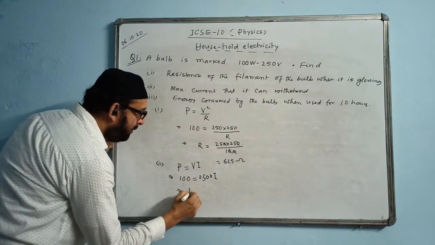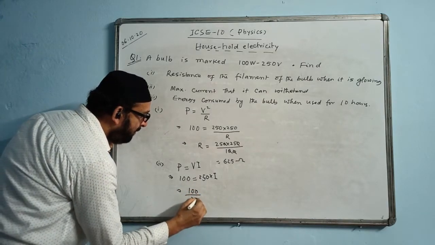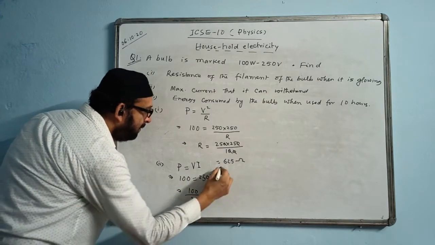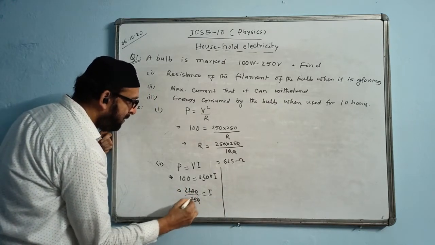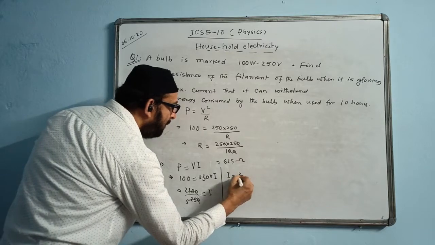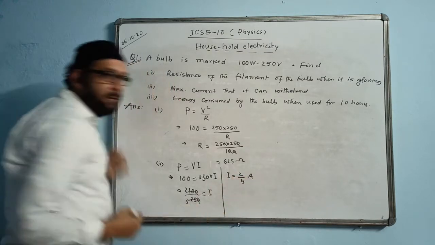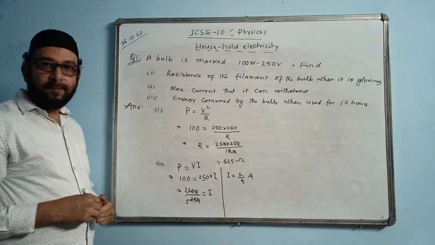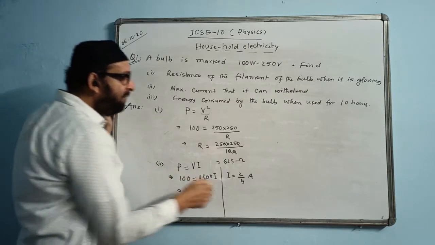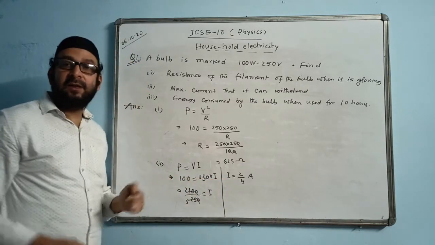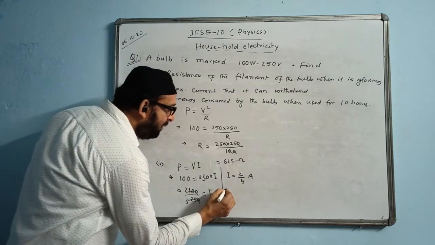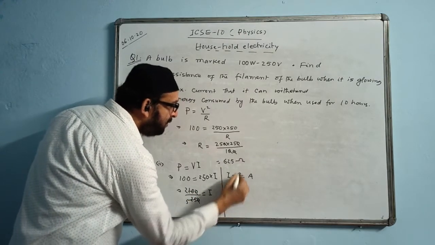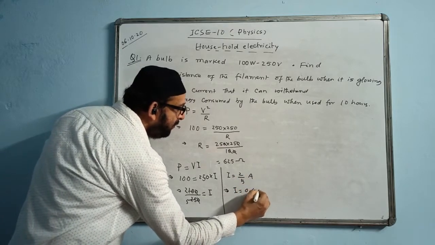Therefore, 100 by 250 is the value of current. Cancel now. 5 2s are 10, 5 5s are 25. The value of I is coming 2 upon 5 ampere. We will not give the answer in fraction. We must change the answer into decimal, so let us divide and give the answer in at least one decimal place. 2 by 5, we divide, answer is 0.4.